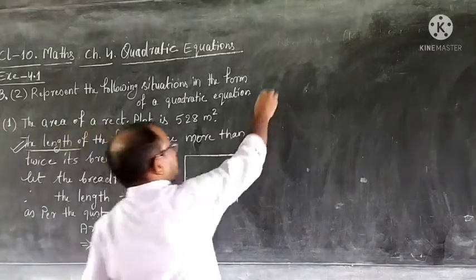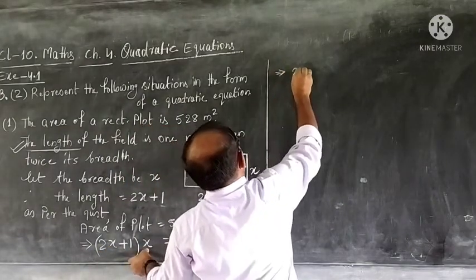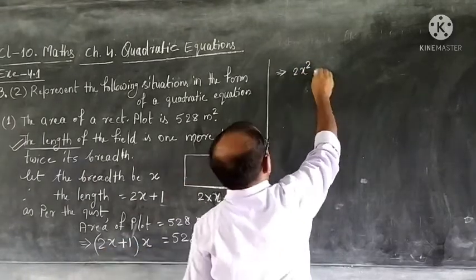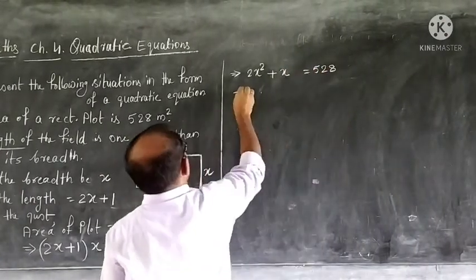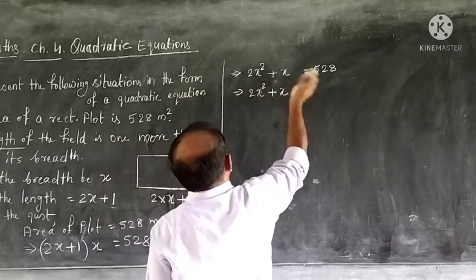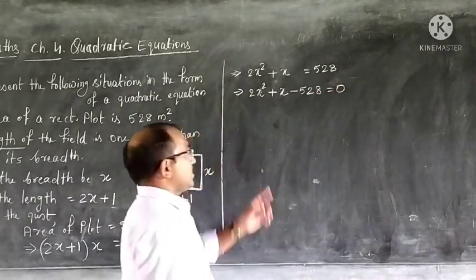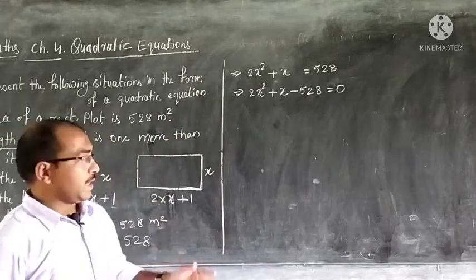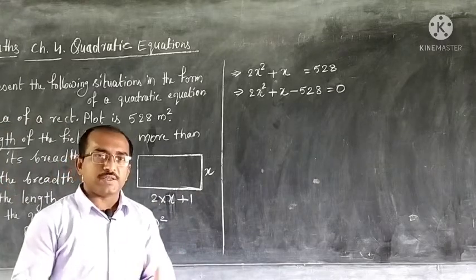2x into x is 2x square, and then plus 1 into x, that is x, is equal to 528. We need a quadratic equation. Now you see the form of a quadratic equation coming: 2x square plus x, and 528 comes to the LHS and changes its sign, and this is the quadratic equation. Hereafter, if we solve, we will get the exact length and breadth, but the question is not asking us to solve and find the length and breadth.